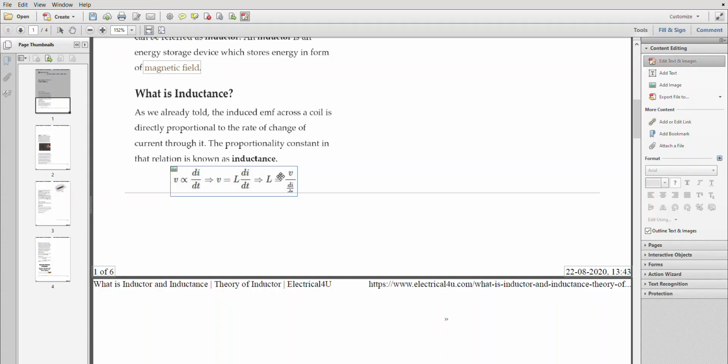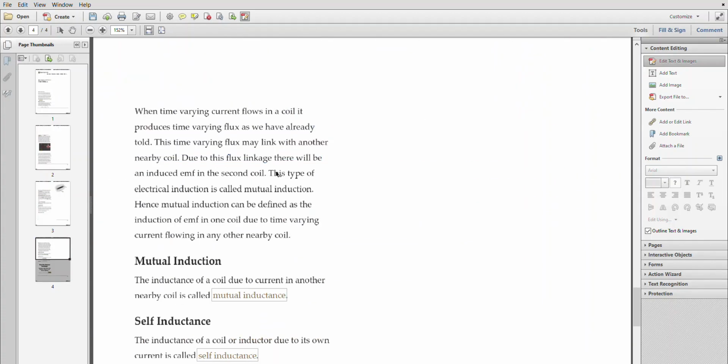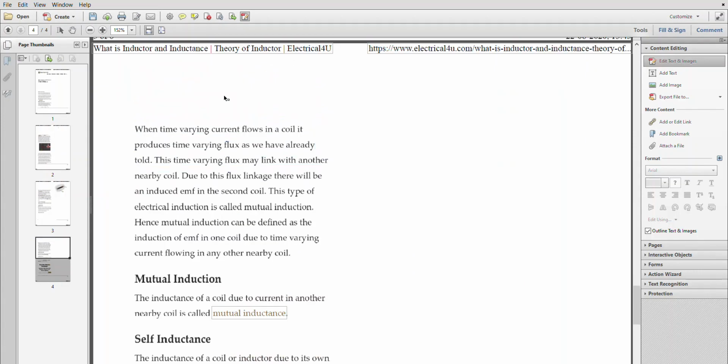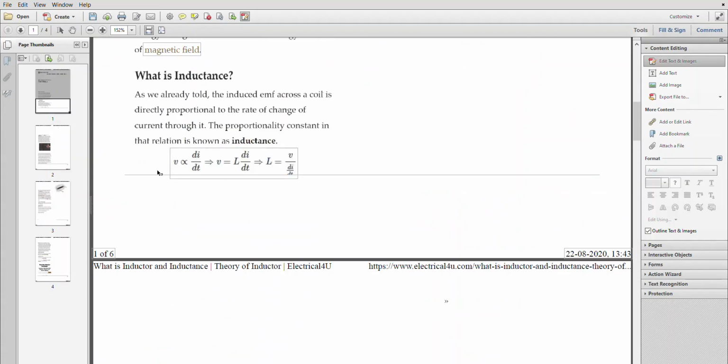Okay, when the EMF is induced in the other coil, what do you call it? It's called mutual inductance. The inductance of a coil due to a current in another coil is called mutual inductance. This is the difference between self inductance and mutual inductance. Why I am making this very clear is that L is self inductance or mutual inductance based on the EMF induced in the coil. If it is in the same coil, it is self inductance. If it is in a different coil, it is mutual inductance.